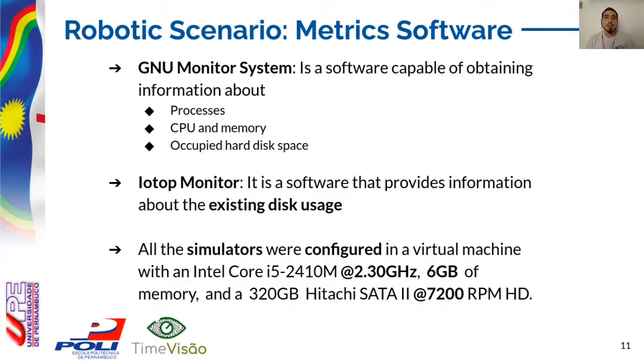All the simulators were configured in a VirtualBox virtual machine, set up with an Intel Core i5 at 2.3 GHz, 6 GB of memory, and a Hitachi SATA 2 hard disk drive at 7,200 revolutions per minute. The selected OS was Ubuntu 18.04, due to its broad community support and compatibility with the simulation software and ROS.